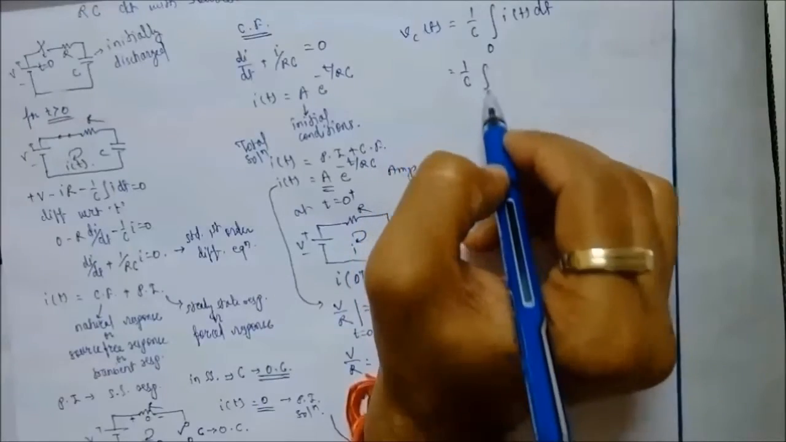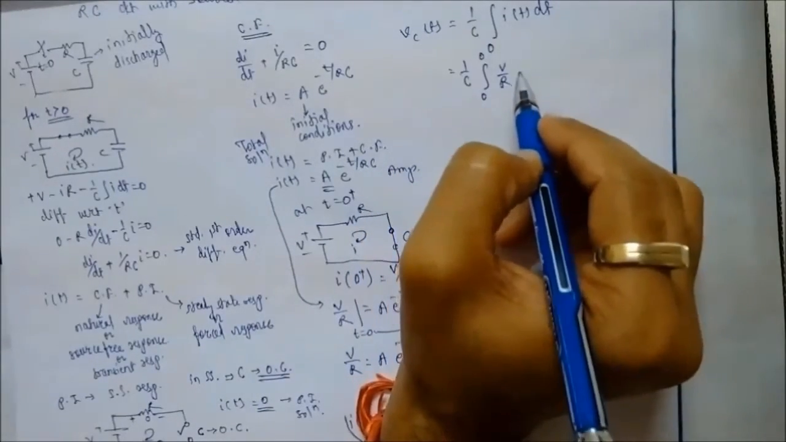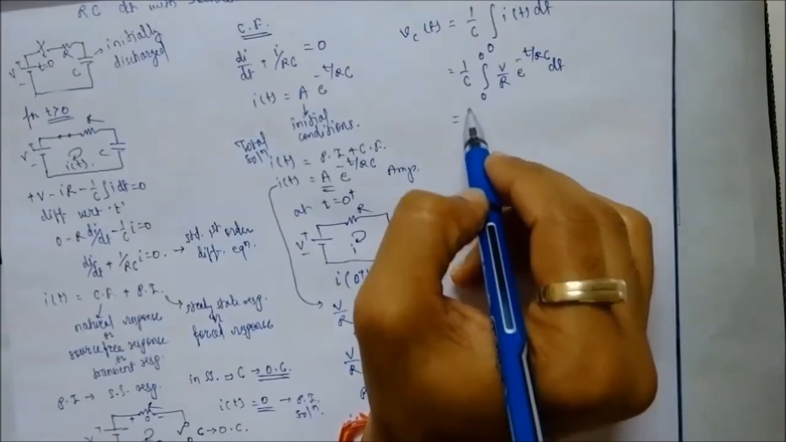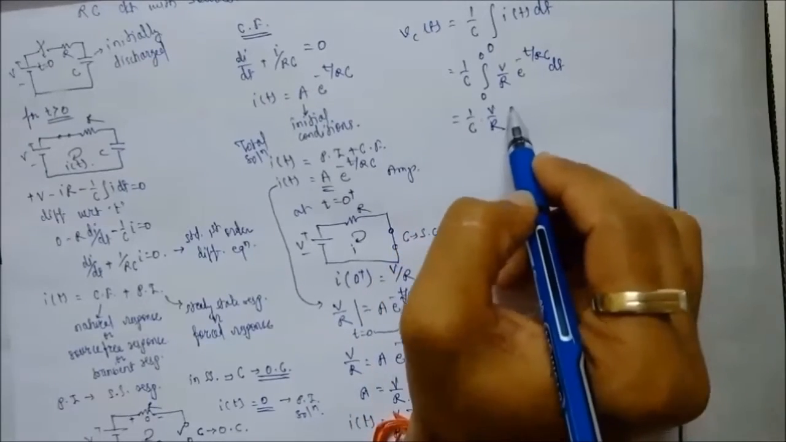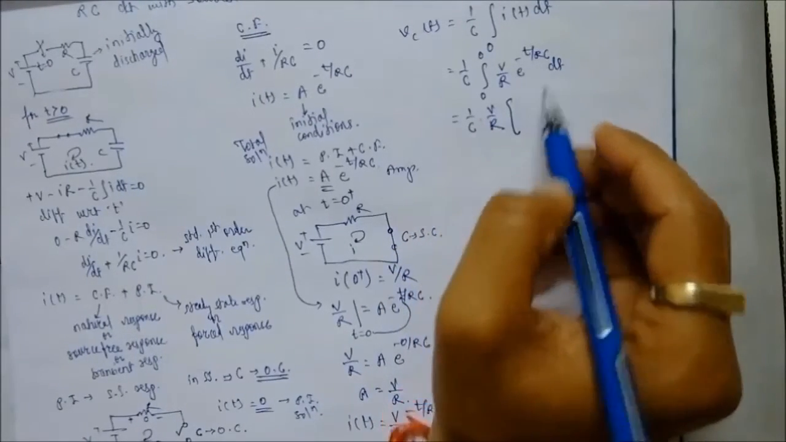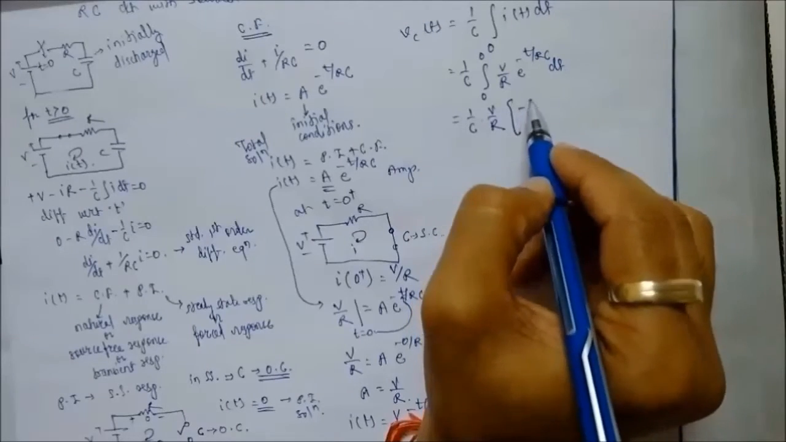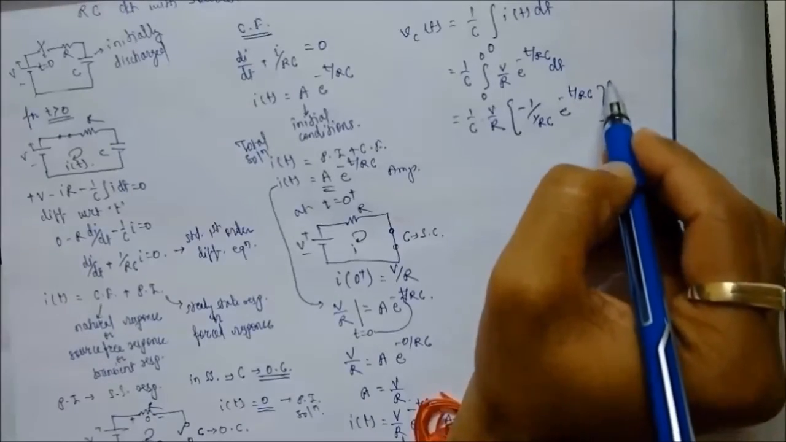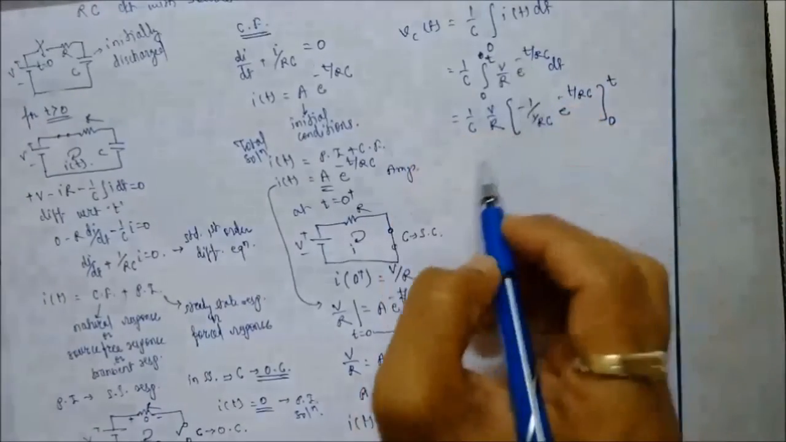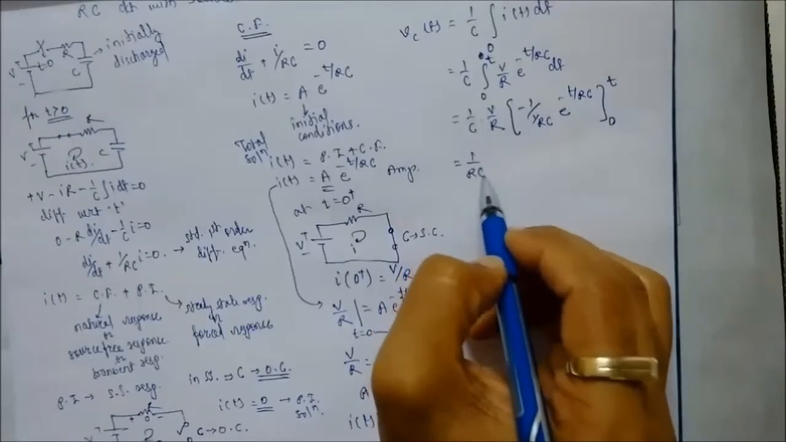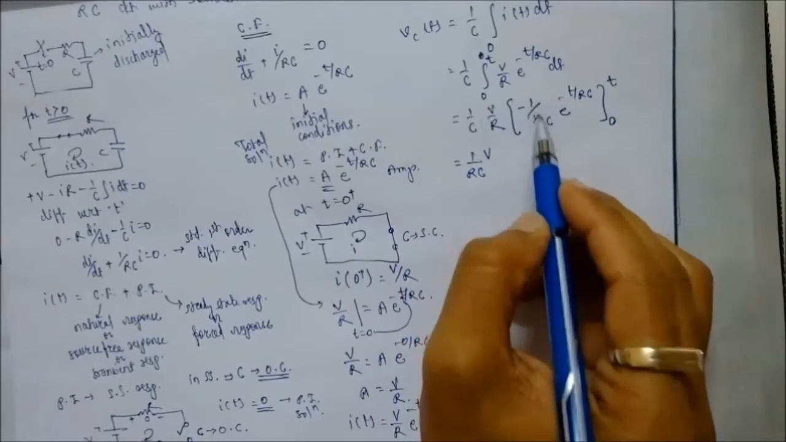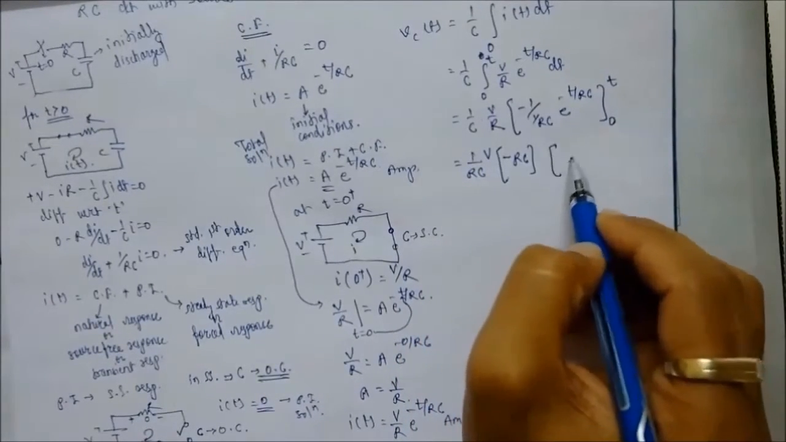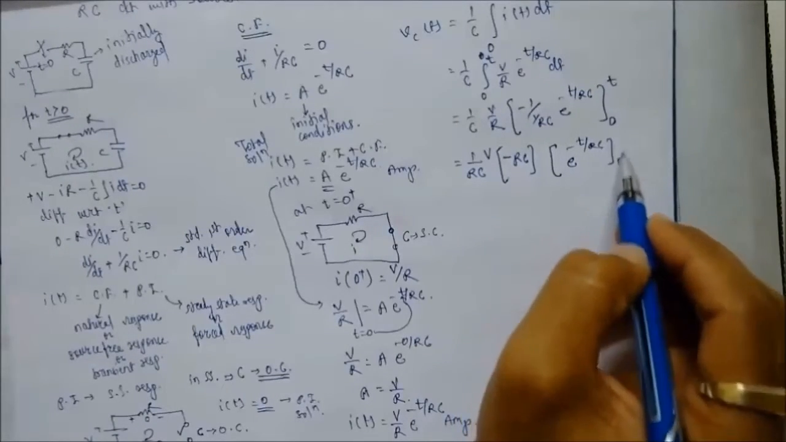That is equal to 1 by C integration 0 to t V by R e to the power minus t upon RC dt. V by R is constant, take it outside. V by R integration of e to the power minus t by RC is equal to minus 1 upon 1 by RC e to the power minus t upon RC, in limit from 0 to t. So that is equal to 1 by RC multiplied by V, minus 1 upon 1 by RC, take outside, so it is minus RC and e to the power minus t by RC, limit from 0 to t.